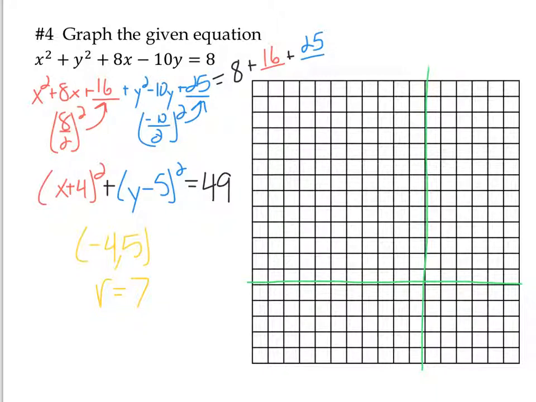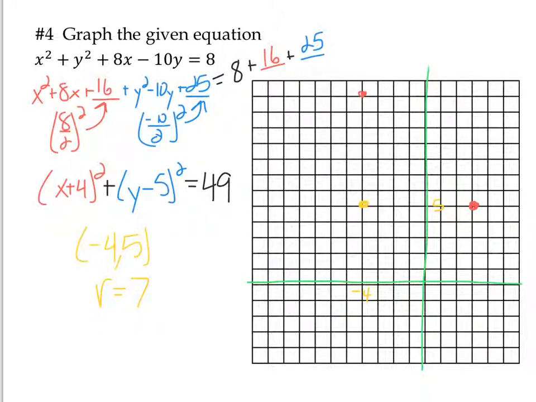So negative 4 comma 5. It's right here. That's negative 4. That's up at 5. So we go to negative 4 comma 5, and that's our center. Now we need points that are on the circle. So we'll get some points on the circle by going 7 units from that center. So I'm going to go 7 to the right first. 1, 2, 3, 4, 5, 6, 7. Be right there. Then we go 7 units up.